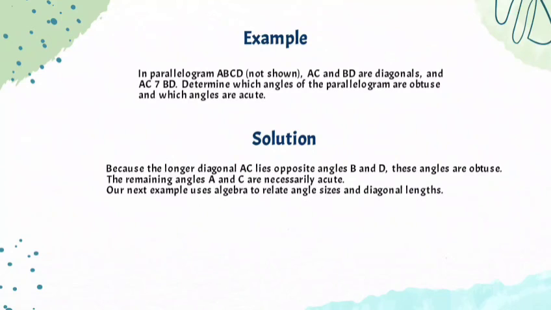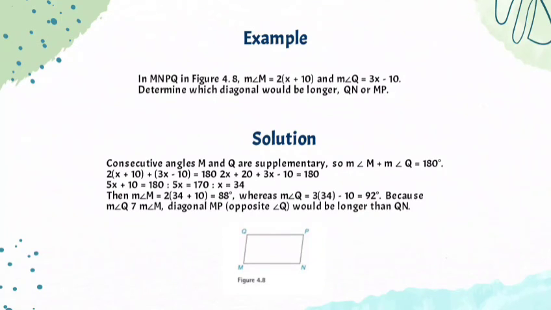Our next example uses algebra to relate angle size and diagonal lengths. Example 6. In quadrilateral MNPQ in figure 4.8, the measure of angle M equals 2x plus 10, and the measure of angle Q equals 3x minus 10. Determine which diagonal would be longer, segment QN or segment MP.